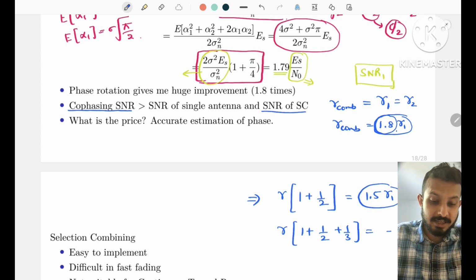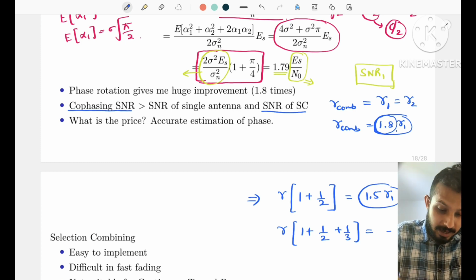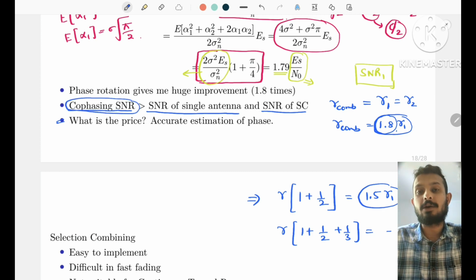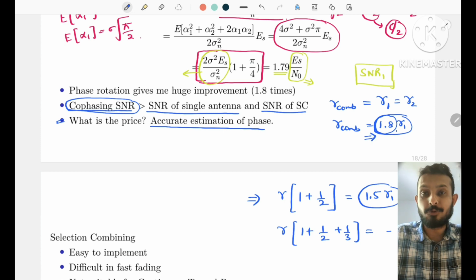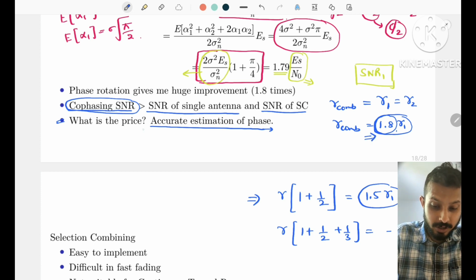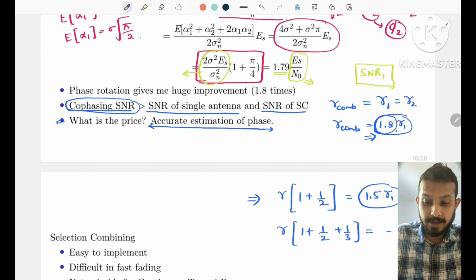That implies the SNR in case of cophasing is greater than the SNR of selection combining. So cophasing is providing us with a higher performance compared to selection combining, and also compared to the SNR of the single antenna. But what is the price that we are paying in cophasing? In this scheme, the price is that we need to accurately estimate the phases of the channel, that is, the rotation provided by the channel. Once you have accurately estimated the rotation, you will get this amount of improvement. But if the estimation is not very good, or if the error is high, then you will not get this improvement in the SNR.